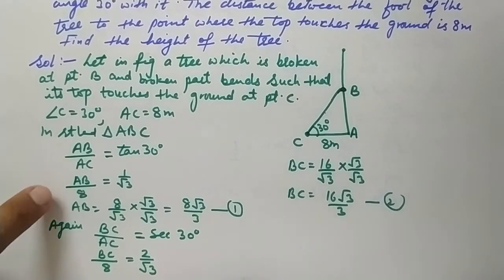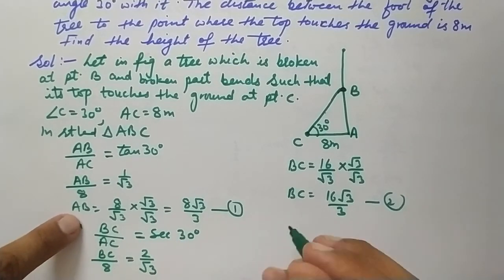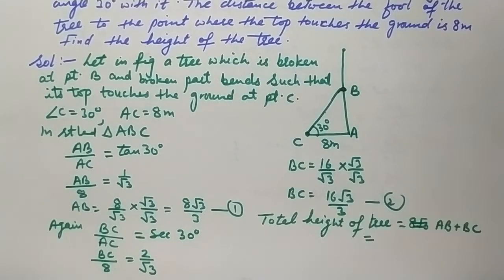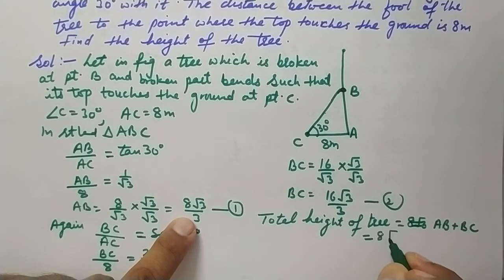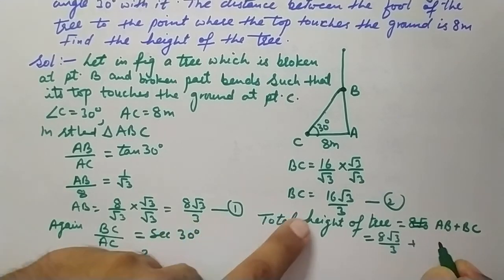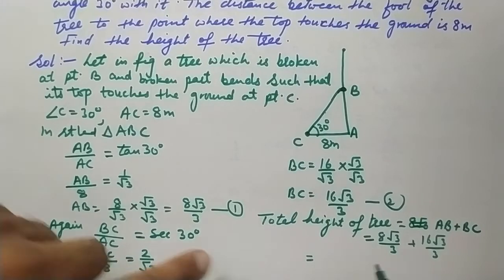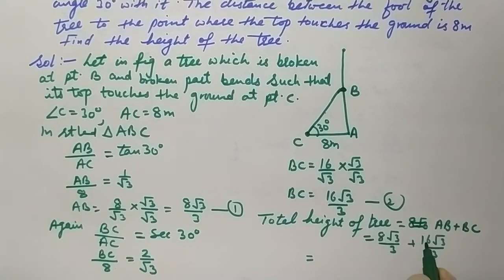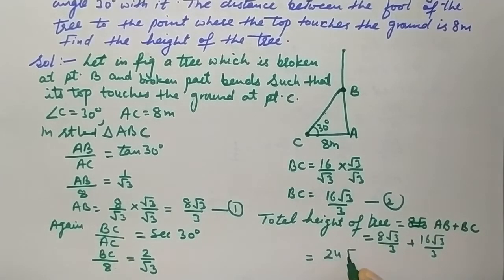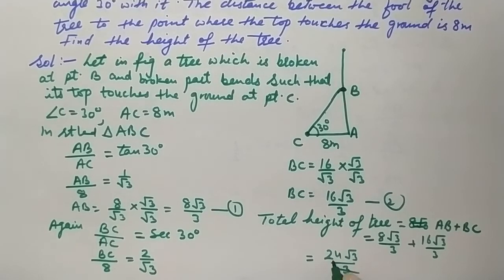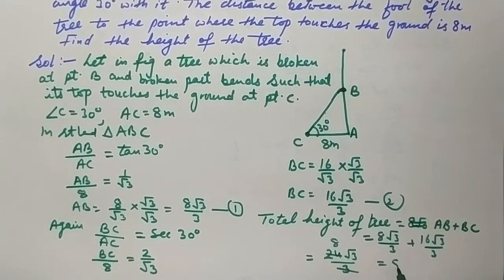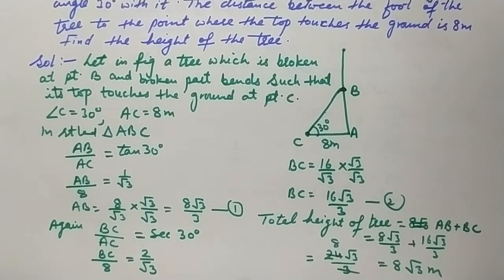So total height of the tree will be AB plus BC. So we'll write here total height. So total height of the tree is AB plus BC. So from here AB is 8 root 3 over 3 plus BC is 16 root 3 over 3. So it is like fractions only, so these are added. So 8 plus 16, 24 root 3 over 3. So it is cancelled, 3 eights are 24. So total height of the tree is 8 root 3 meters. So you can write in the last line: total height of the tree is 8 root 3 meters. So this way we will do this question.